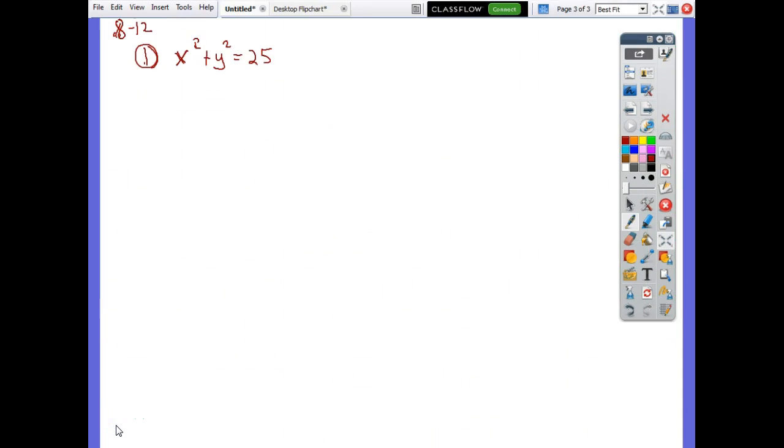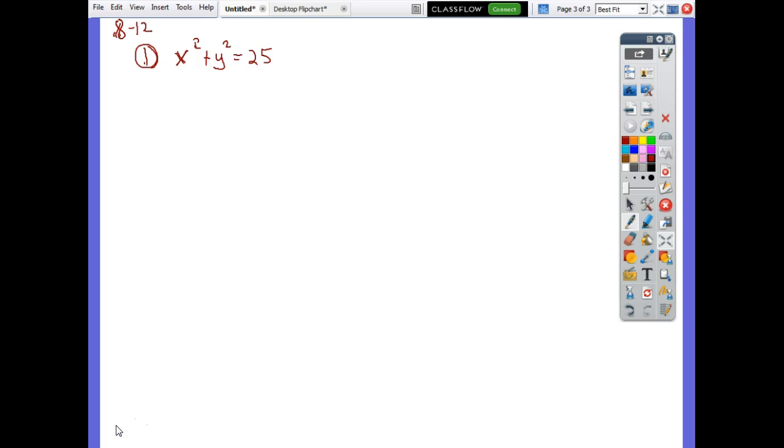How am I going to figure that out? I look at that and go, well, all right. There's a couple things I can do with it. One, between the squares, is there a minus sign? No. So it's not a what? It's not a hyperbola, right?